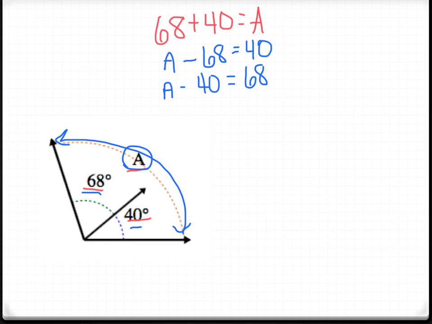Now, all three of these equations would be correct on a fill-in-the-blank answer. But given a multiple choice item, you might have to choose one of the two with A starting the number sentence rather than the one with A as the answer.